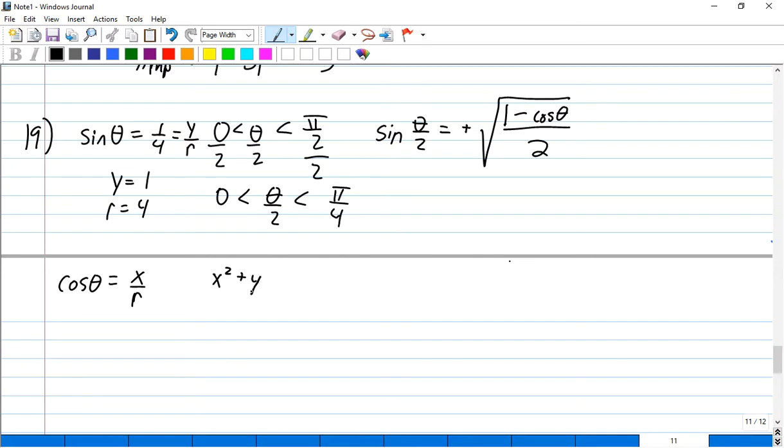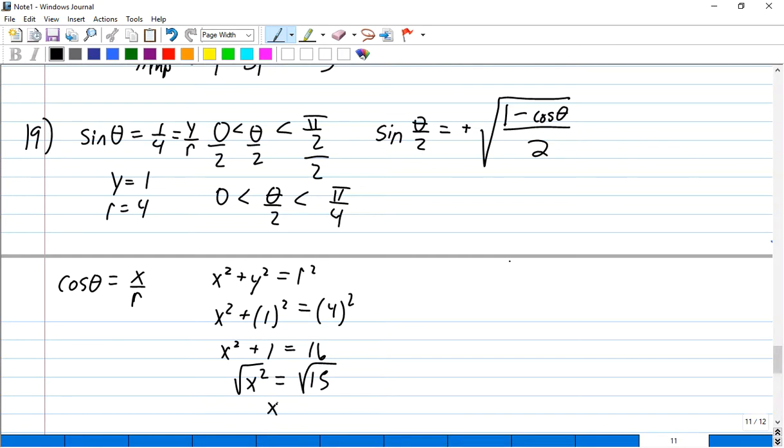Do that by using x squared plus y squared equals r squared. So x squared plus 1 squared equals 4 squared. Or x squared plus 1 equals 16. And you subtract 1 from both sides. Or x squared equals 15. So x equals plus or minus the square root of 15. Which quadrant are we in though? Theta's in the first quadrant, so it's a positive square root of 15.